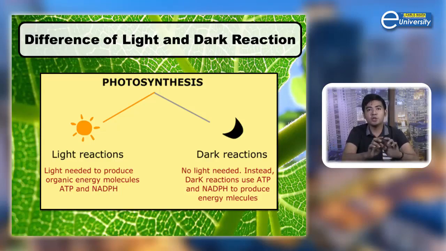So in dark reaction, no light energy is needed. Instead, dark reactions use ATP and the NADPH molecules produced from the light-dependent reaction to produce this carbohydrate, also called the glucose molecules.